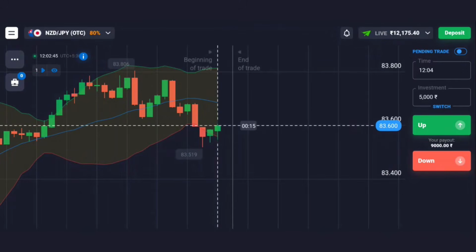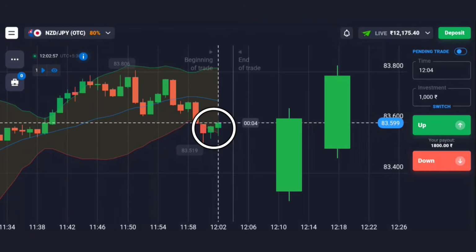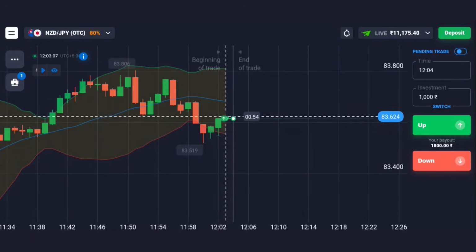After the second confirmation, we can place the next 1 minute up. Second candle is also green, so we can place up.